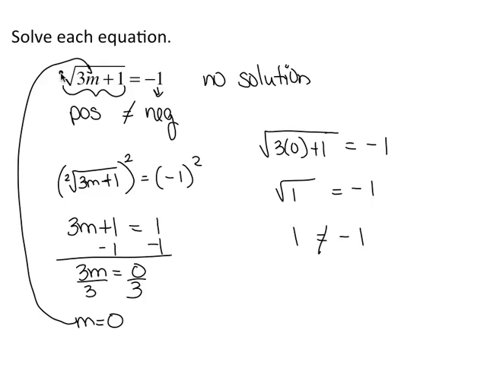So you can see that by knowing a few of the properties of radicals, you can save yourself all this work and just go right to the answer, which is no solution. So in general, if you take the square root of a number and you get something that's negative, the answer is just going to be no solution.